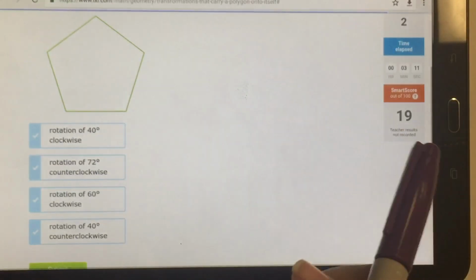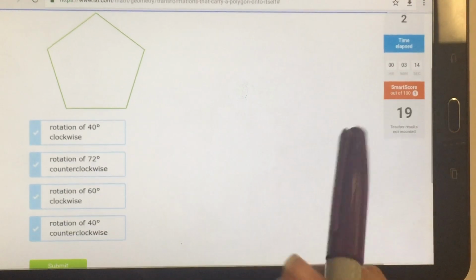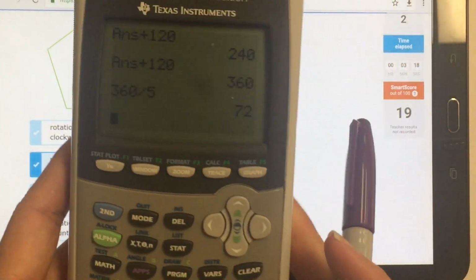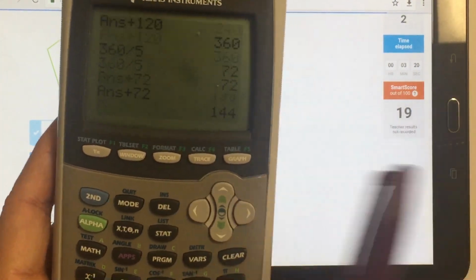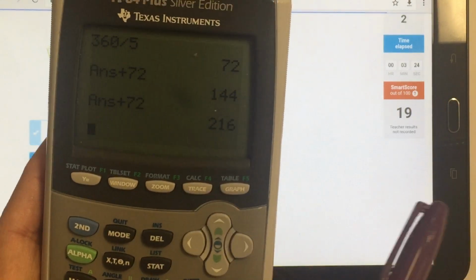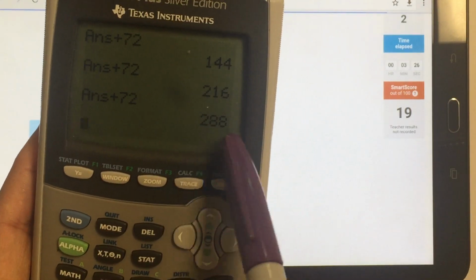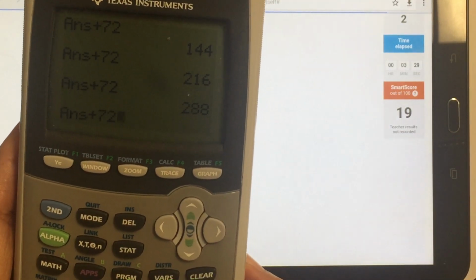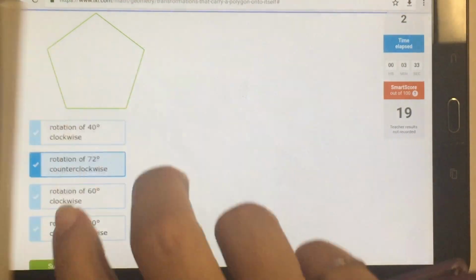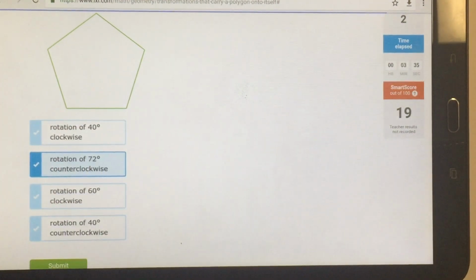Every time that it's turned 72 degrees, it will look the same. So it will look the same at any multiple of 72. So 72 plus another 72, at 144, it will look the same. Plus another 72, at 216, it will look the same. At 288, it will look the same. If you just keep adding 72, at 360, it will look the same. So these are all the different angles that I can turn it, and it will look exactly the same.